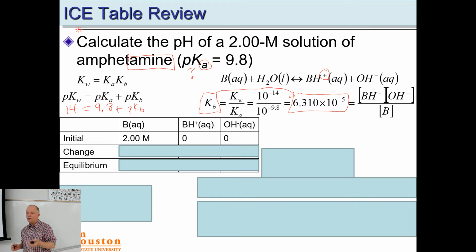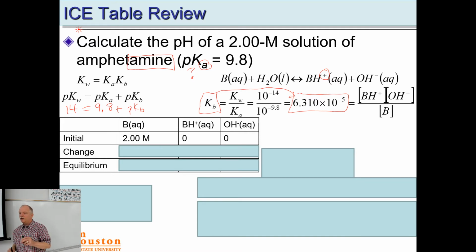So how are we going to get to pH? It probably makes sense to get pOH and then subtract that from 14. So we're going to work in base all the way through. We're going to get pOH, and then pOH plus pH equals 14. So let's set up our ICE table.